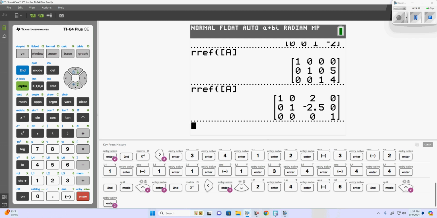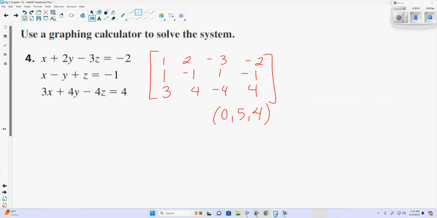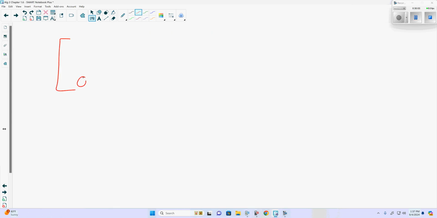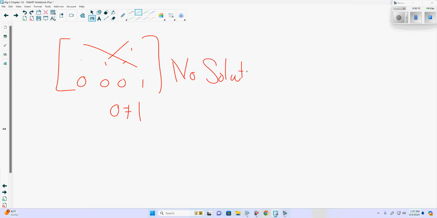This is no solution. Because having that last row, 0, 0, 0, 1, we got stuff up here. All this is saying is that 0 is equal to 1. This is no solution.